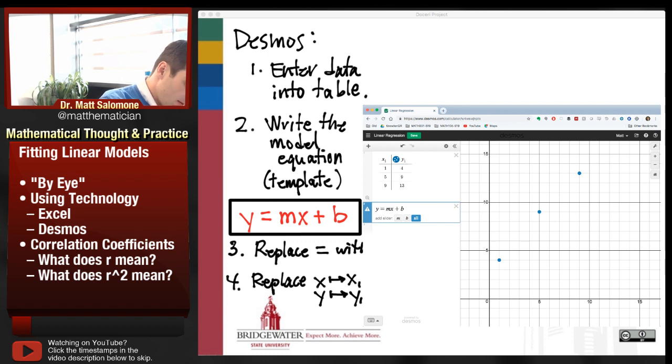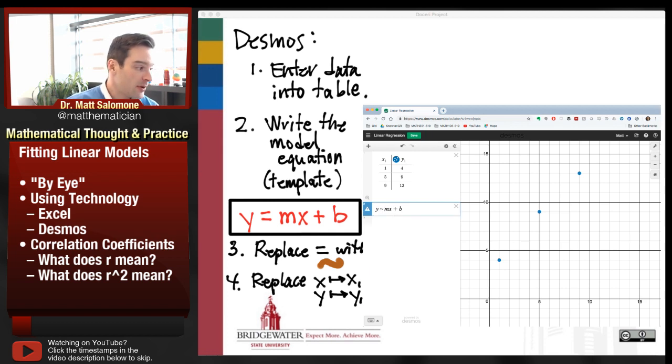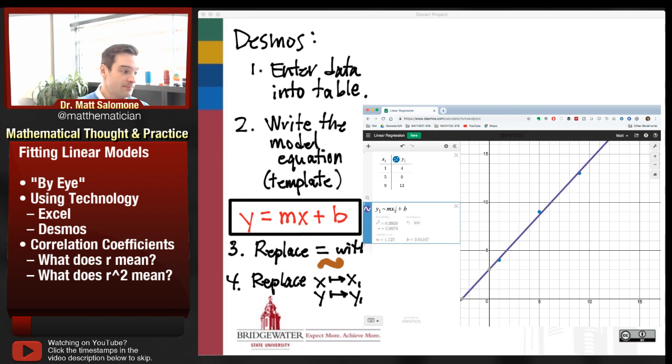with the tilde sign, this little squiggle that's usually on your keyboard above the back tick mark, which is usually somewhere to the left of the number 1. So I'm just going to replace that equal sign with this tilde sign. That little tilde sign is what's going to tell Desmos we're looking for a best fit equation for this data. And then I'll change y to y1 and x to x1.